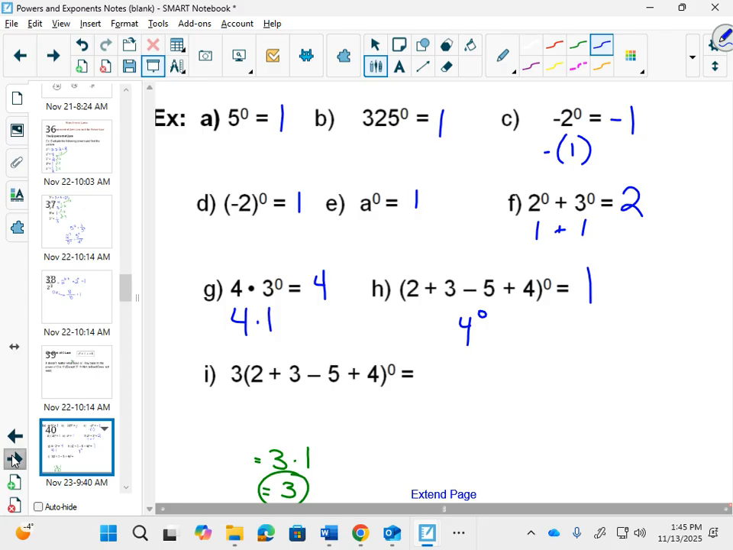This one says do brackets first, so I'm going to do the brackets first. 2 plus 3 is 5, minus 5, and I have 0. And then order of operations says do the exponent next. What's 4 to the 0? 1. So this will be 3 times 1, and what's 3 times 1? 3. It's 3.